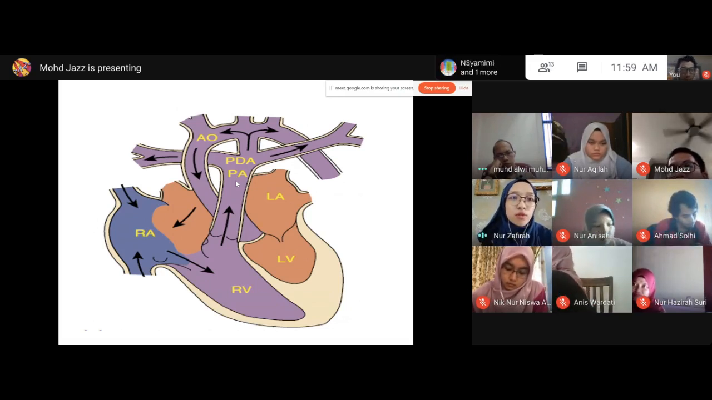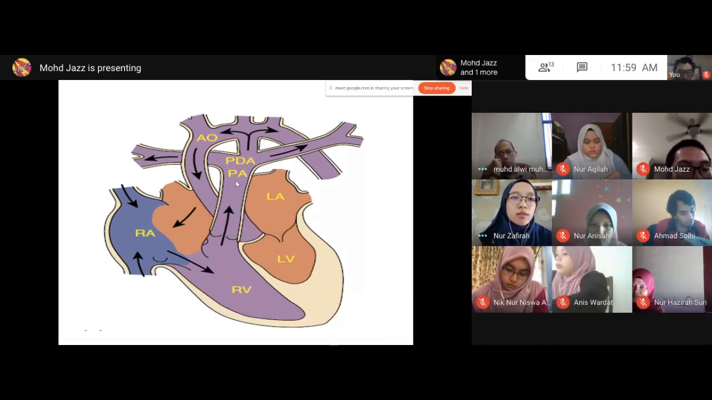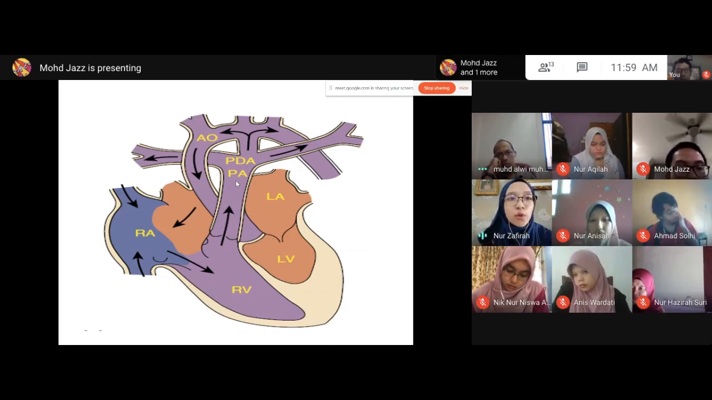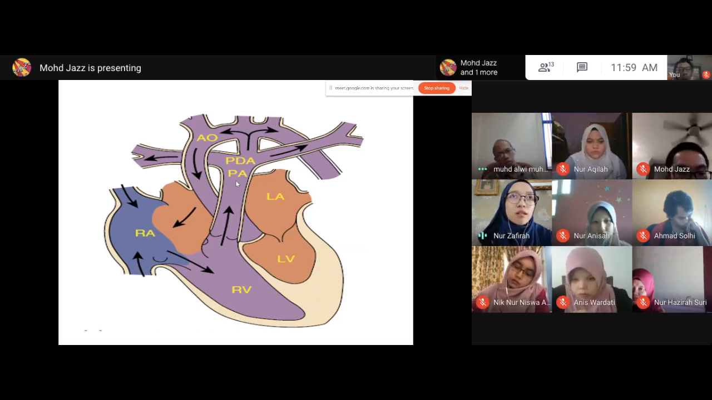So this hypoplastic left heart syndrome needs some connection, which is the patent ductus arteriosus, to make the blood flow into the aorta. If there is no patent ductus arteriosus, no blood can go into the aorta. So there is no supply to the body, no supply of oxygen into the body.